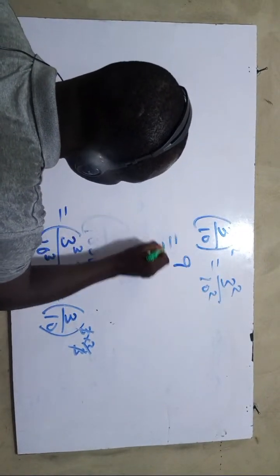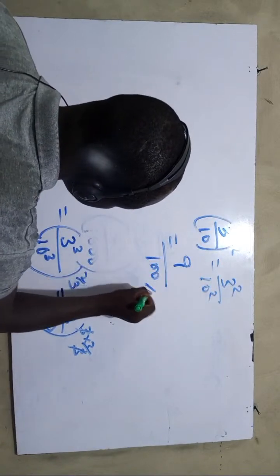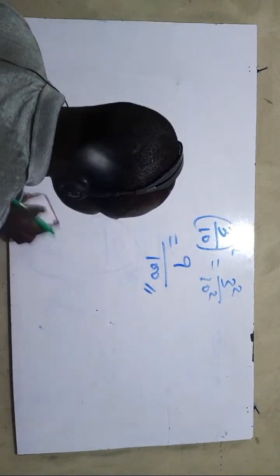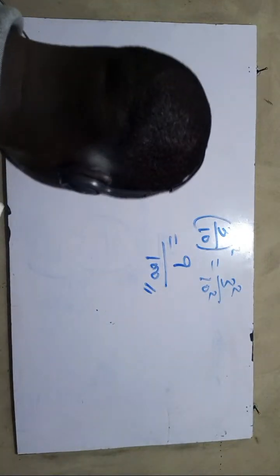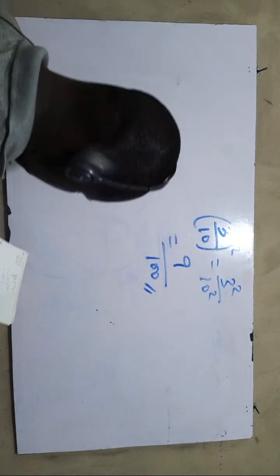3 squared will be 9, while 10 squared will be 100. And that will be our final answer. So whenever you have questions under indices, just think about what to do and how to express your answer.